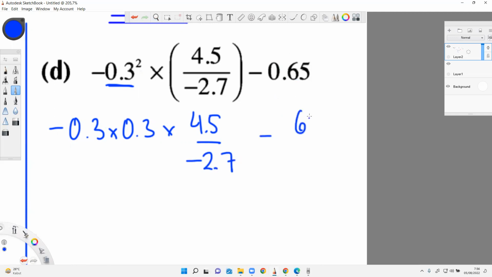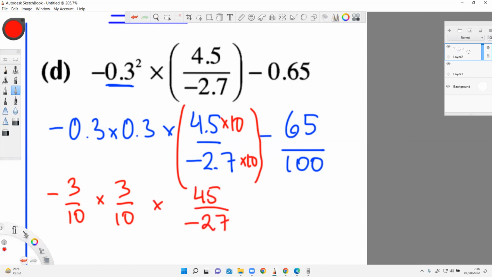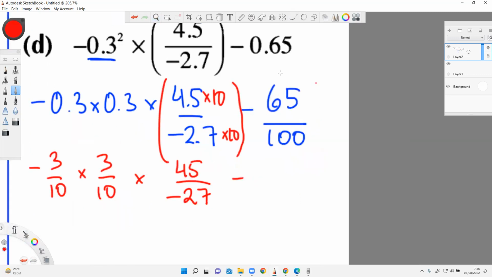What is this? Oh, you can just write it like this. You can change it into a fraction, but I don't think we need it later on. Okay, let's try, over 100. So how do you do the multiplication of this? Again, change into fraction, right? Do the bracket first. Times 10, times 10, right? 45 times negative 27. Right, guys? So next, you subtract.